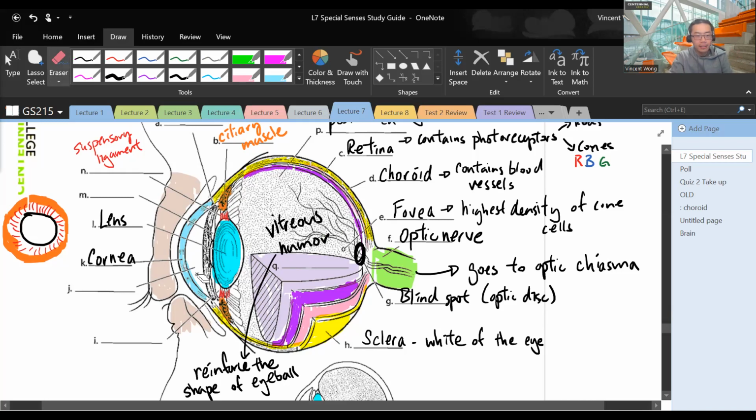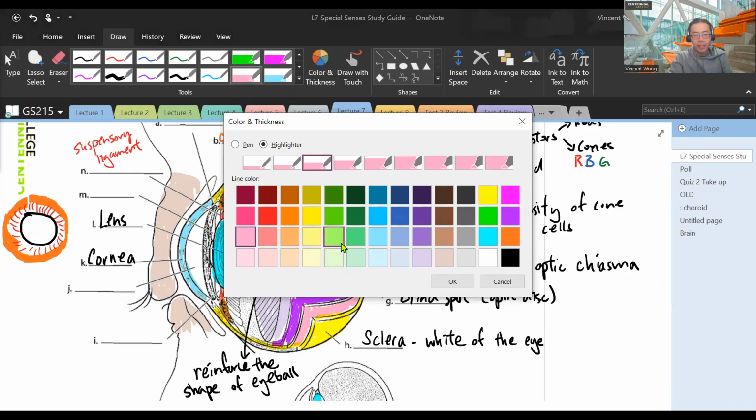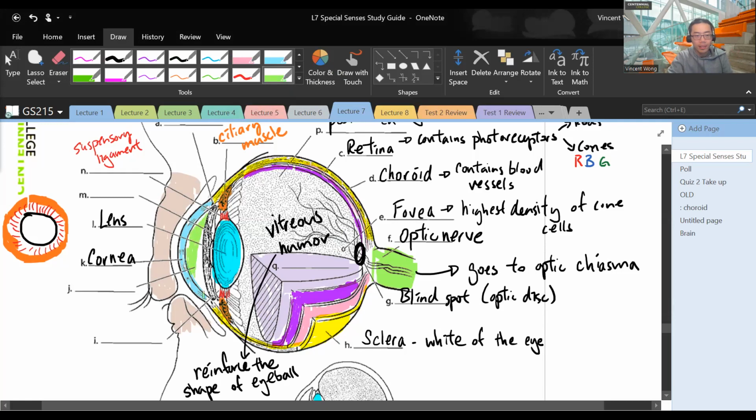The front here, the anterior cavity, is filled with another fluid. It's very similar in composition. Just gonna use green here again. That is called the aqueous humor. The watery humor, aqueous humor. Okay? So aqueous humor will nourish the cornea and the lens.